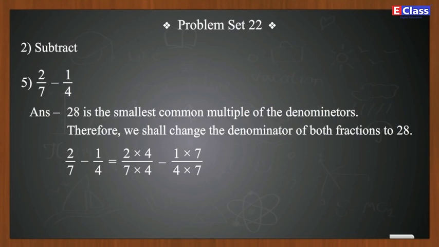2 upon 7 minus 1 upon 4 is equal to 2 multiplied by 4 upon 7 multiplied by 4 minus 1 multiplied by 7 upon 4 multiplied by 7, which is equal to 8 upon 28 minus 7 upon 28, which is equal to 8 minus 7 upon 28, which is equal to 1 upon 28.